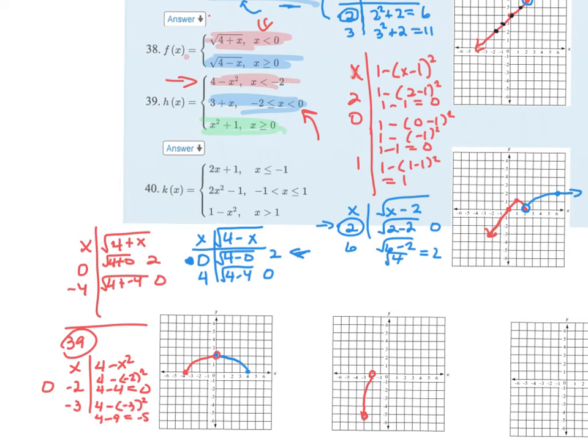Let me go ahead and change my color here to blue. So let's do here for 39, we'll do the table here. So x, and then my equation is going to be 3 plus x.